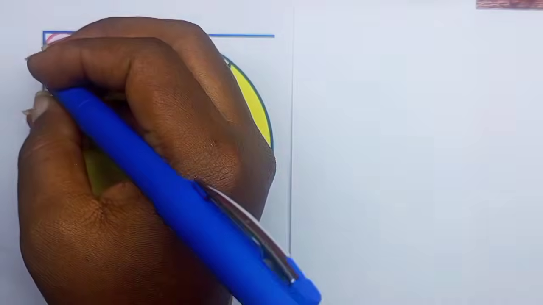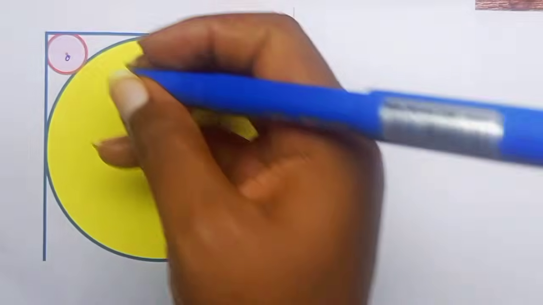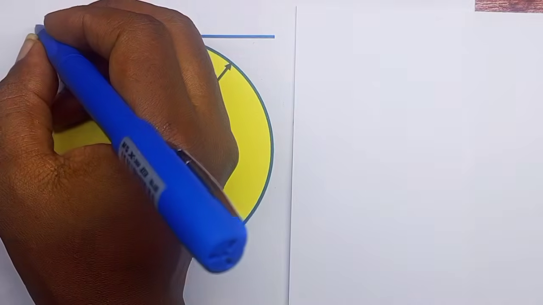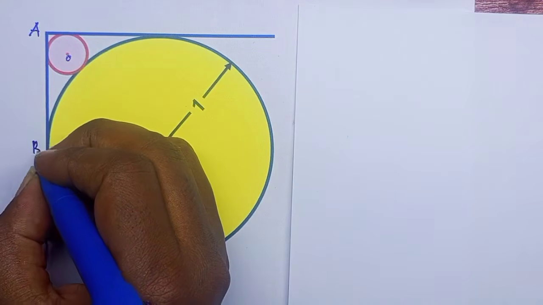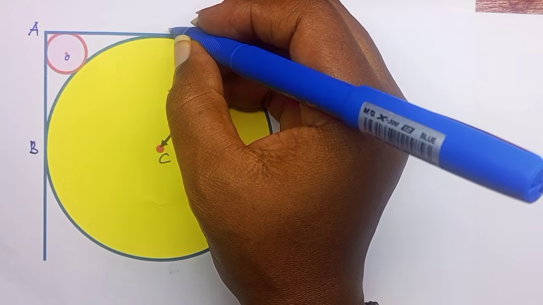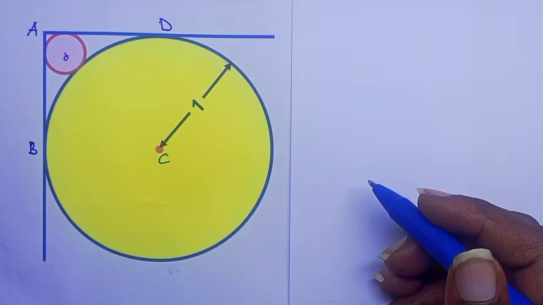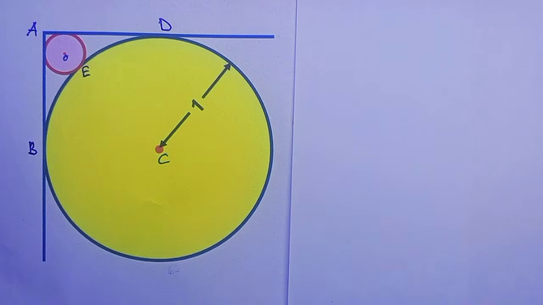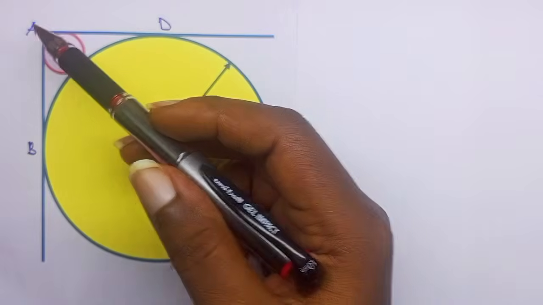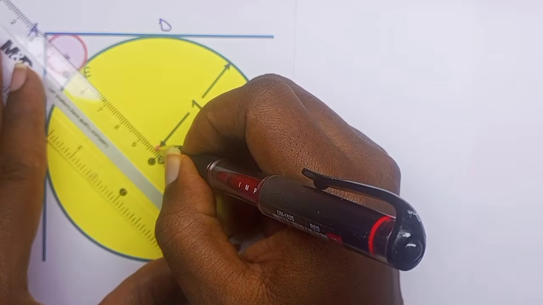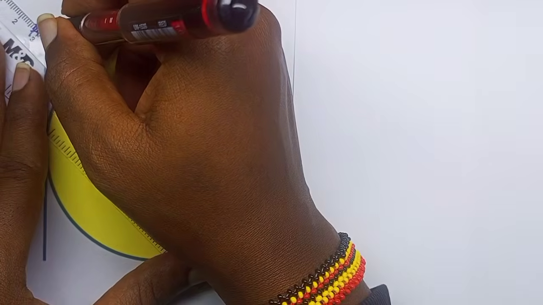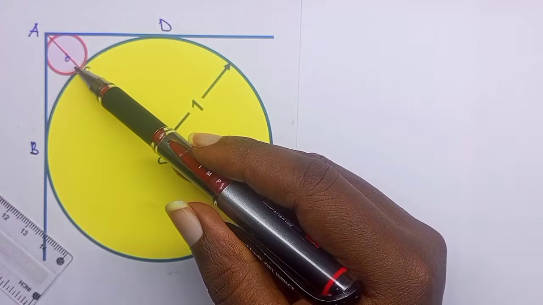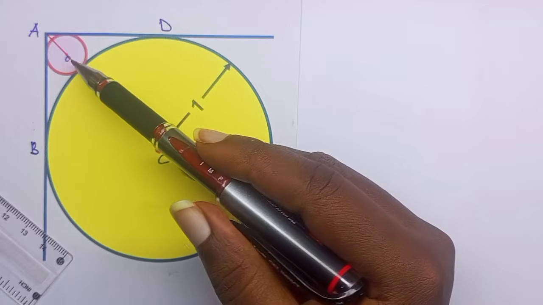First, let the center of the small circle be O, and let that of the big circle be C. Now let this be A, this point of tangency let it be B, and let this point of tangency be D. And let this one here be E. Next, let us connect center C to point A. As you can see, this line passes through this point of tangency E, and it also passes through the center of the small circle O.